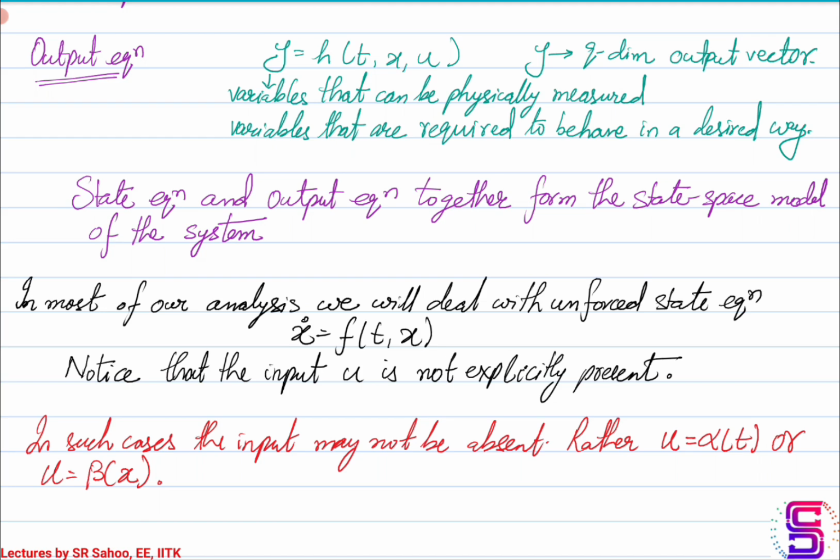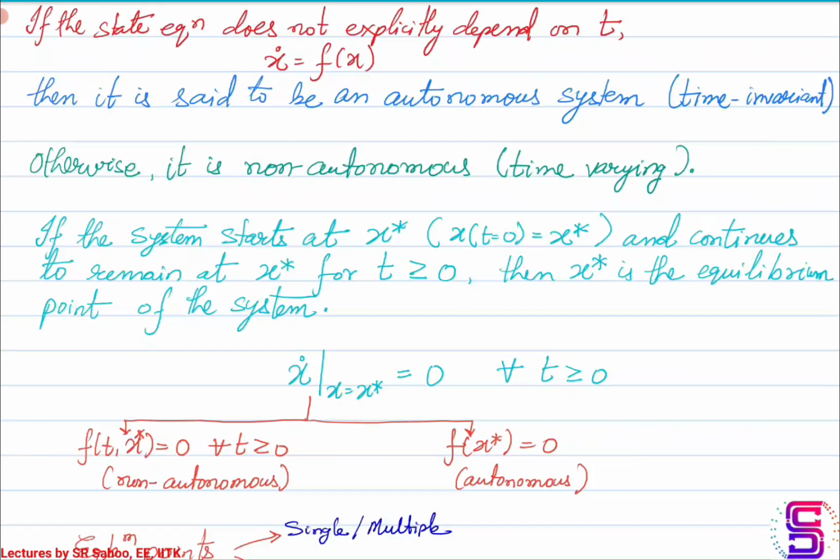Now, as I said, the dynamical system's evolution may or may not have explicit dependence on time. If the state equation does not have explicit dependence on the time variable t, essentially the state equation can be expressed as x dot equal to f of x, and such a system is said to be an autonomous system.